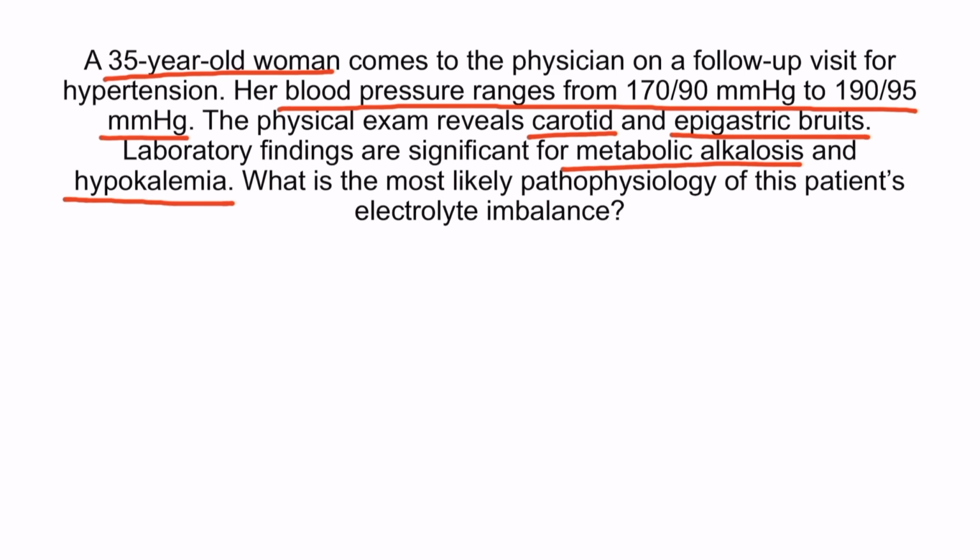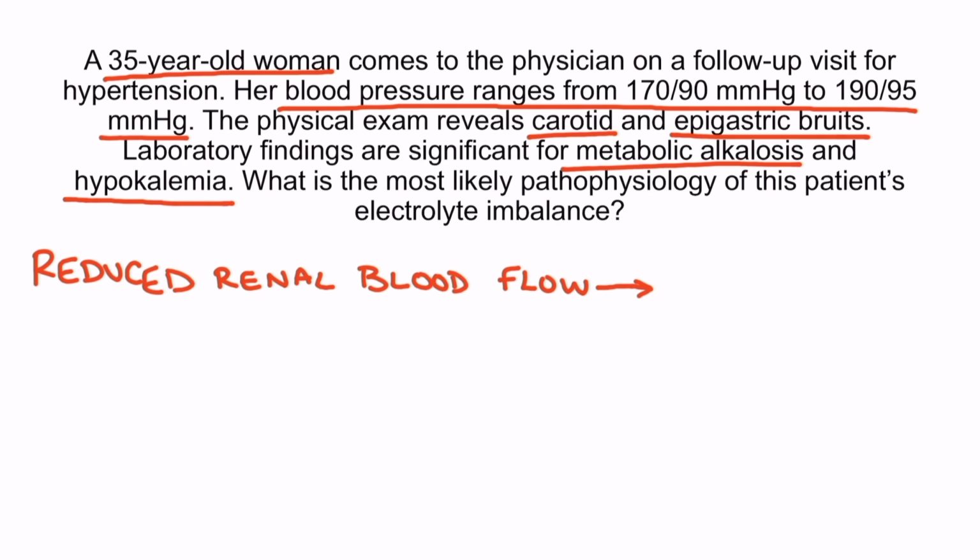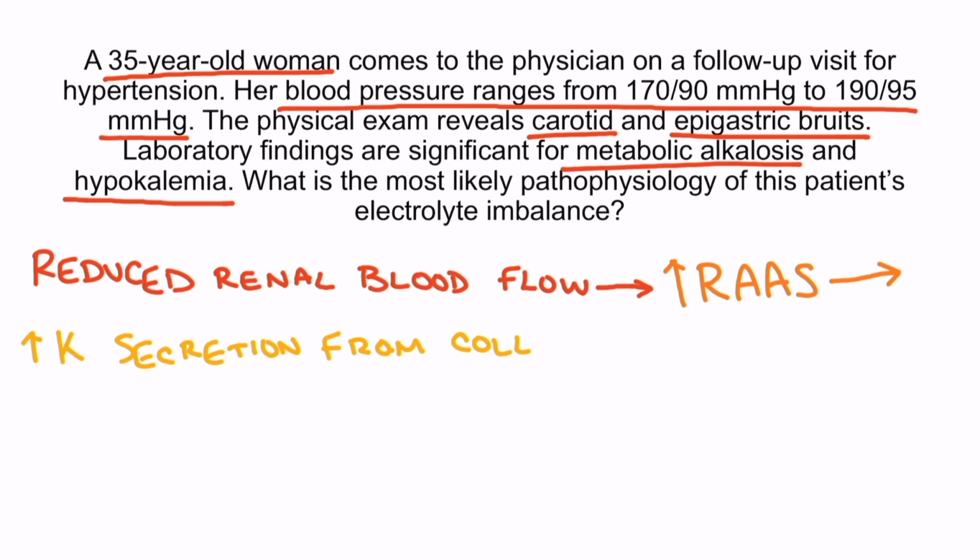Fibromuscular dysplasia causes alternating narrowing and dilation of renal and carotid arteries. Reduced renal blood flow activates the renin-angiotensin-aldosterone system. Consequently, aldosterone stimulates secretion of potassium from the principal cells of the collecting tubule, and the patient develops hypokalemia.